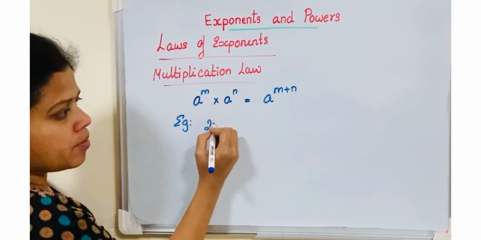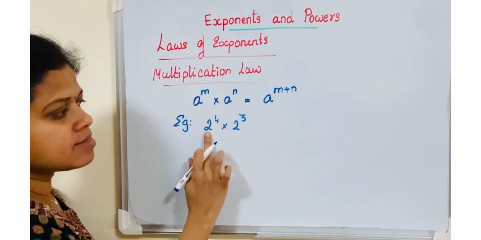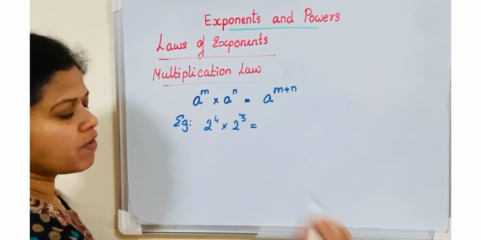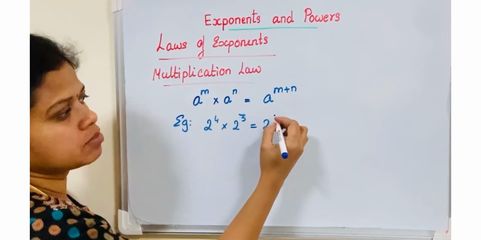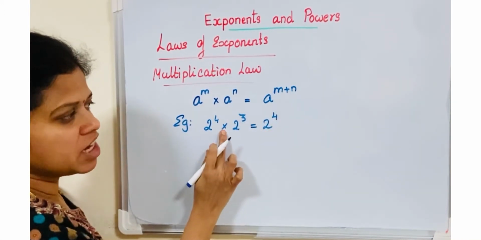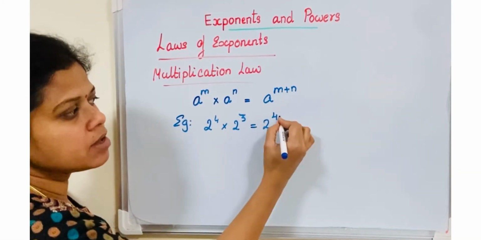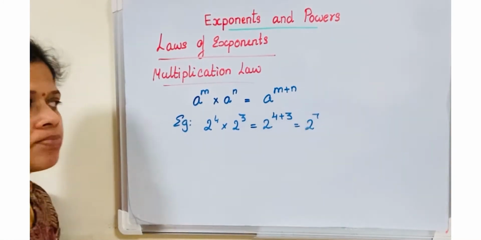Example: here you can see the base is 2. The base is the same. If the base is the same, then to find the value, just take the common base and add the exponents. In multiplication, if the base is the same, take the common base and add the exponents. So this is equal to 2 power 7.